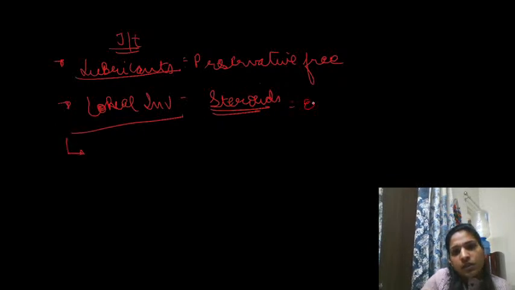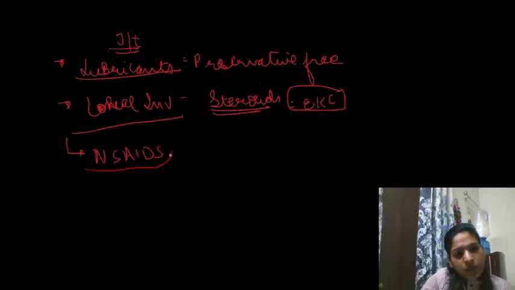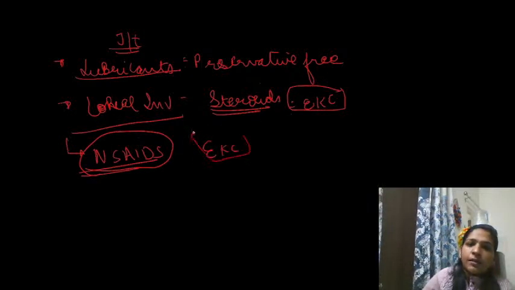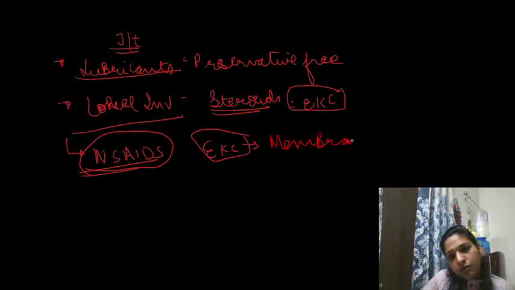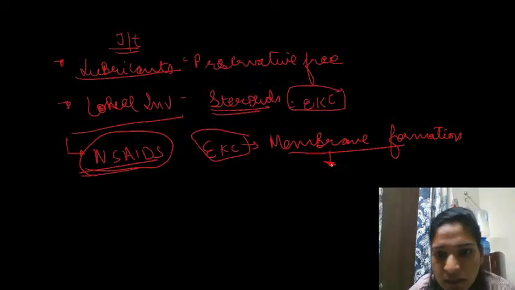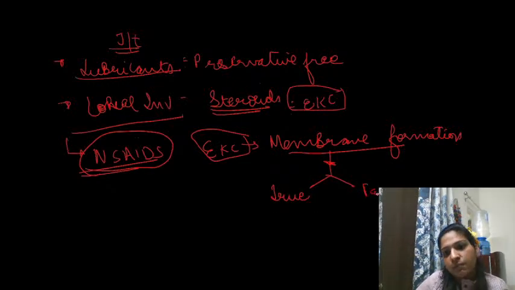In EKC, NSAIDs can also be given. And in EKC, the patient can also come to us with membrane formation. So removal of the membrane also has to be done in the treatment of epidemic keratoconjunctivitis. Now, can anyone tell me the difference between true membranes and false membranes? Anyone, please.